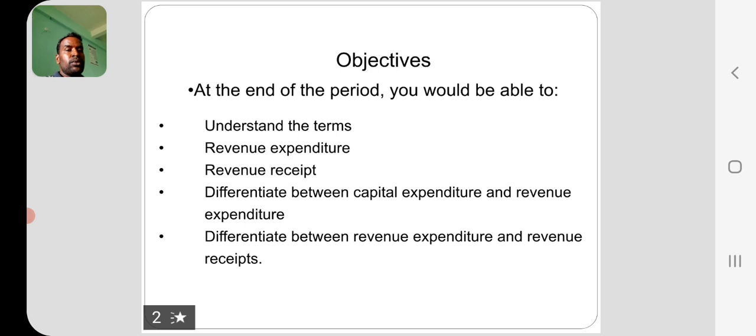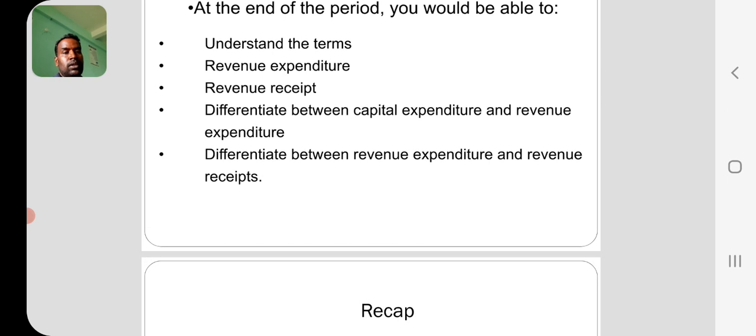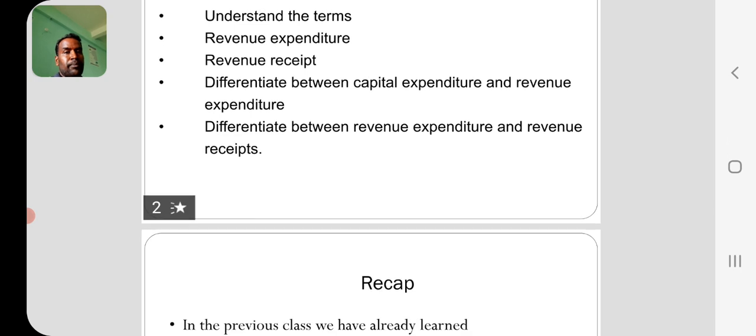Today we are going to discuss the terms used in non-trading organizations, that is, revenue expenditure, what is meant by revenue receipt, differentiate between capital expenditure and revenue expenditure, and differentiate between revenue expenditure and revenue receipts.